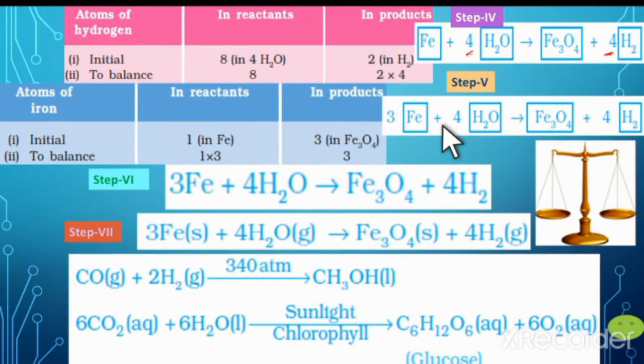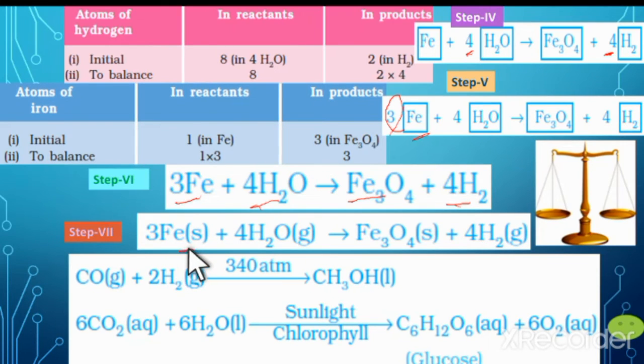To balance the iron, in the next step we have to multiply the iron in the reactant side with 3. After that we check. So here the reaction we get is 3Fe plus 4H2O gives Fe3O4 plus 4H2. In the reactant side and product side each and every element is the same, so we can go for the final step, to write the physical states of each element.